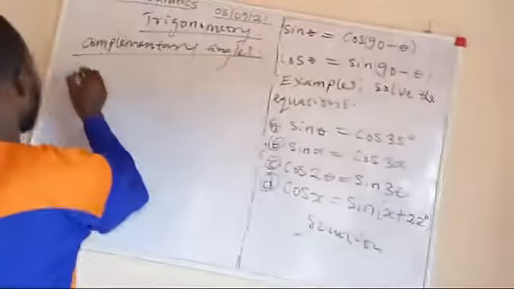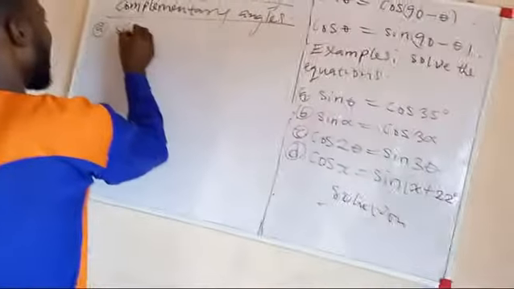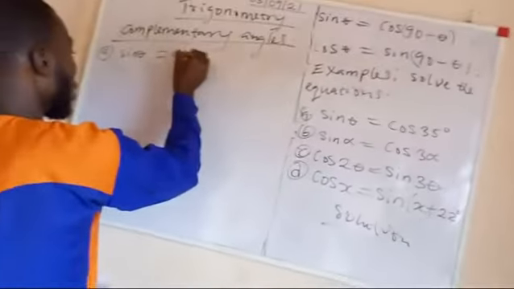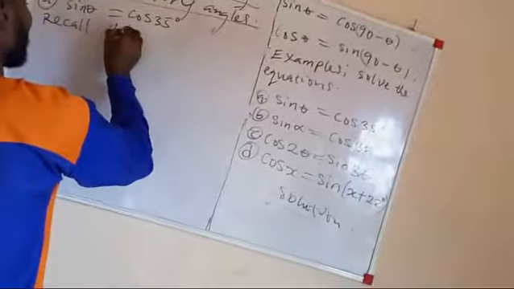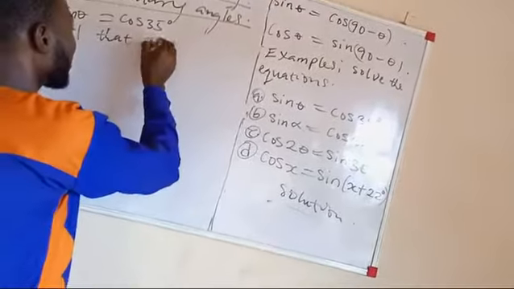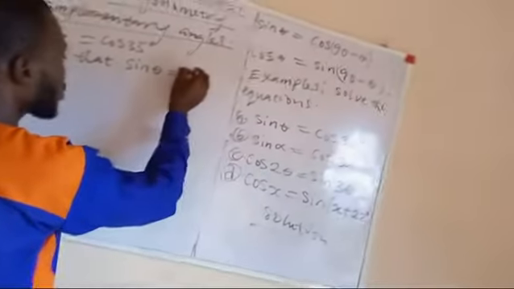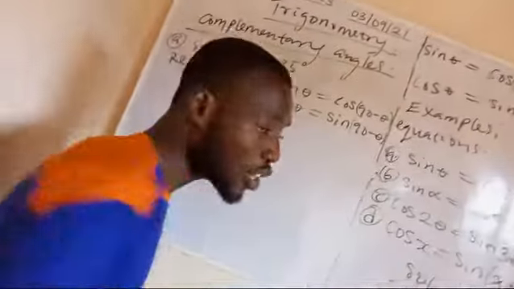Okay, the first one, A: sin theta is equal to cos 35 degrees. Recall that sin theta is equal to cos(90 minus theta), and cos theta is equal to sin(90 minus theta). So we can simply use this.